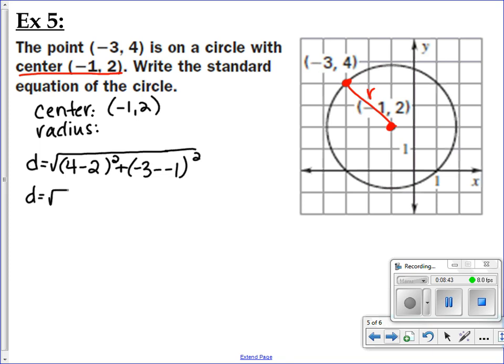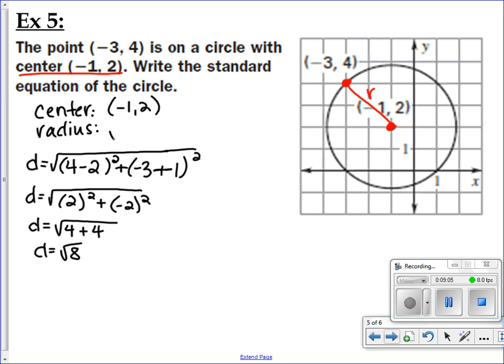So you can plug all this into your calculator, or if you want to do it by hand, this will end up being a 2 squared. This is really addition, so this would be negative 2 squared. So you're going to end up getting 2 squared, which is 4, plus negative 2 squared, which is also 4. You're going to get the square root of 8. Do not turn it into a decimal. Leave it as the square root of 8. Okay, so that is your radius.